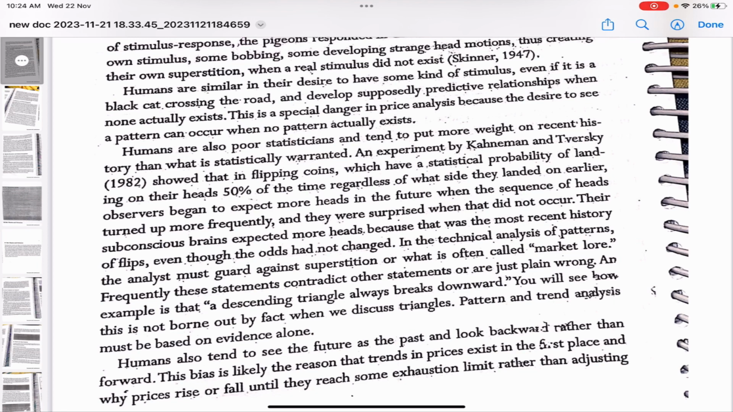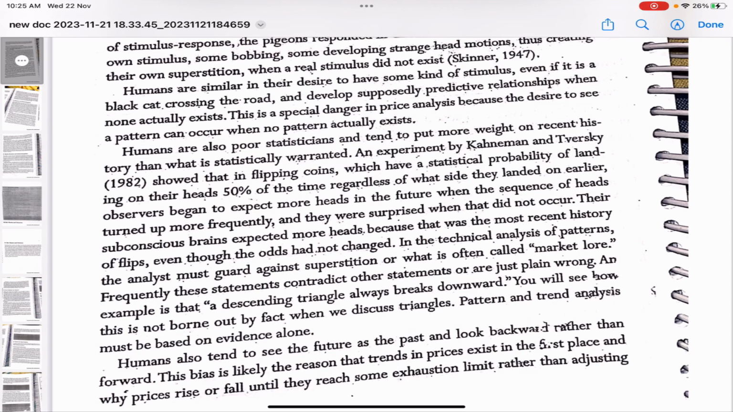Humans are also poor statisticians and tend to put more weight on recent history than what is statistically warranted. An experiment by Kahneman and Tversky showed that in flipping coins, which have a statistical probability of landing on heads 50% of the time. Obviously, when you flip a coin, you get a head or a tail, so 1 by 2, that is 50% probability, right? Observers began to expect more heads in the future when the sequence of heads turned up more frequently, and they were surprised when they did not occur.